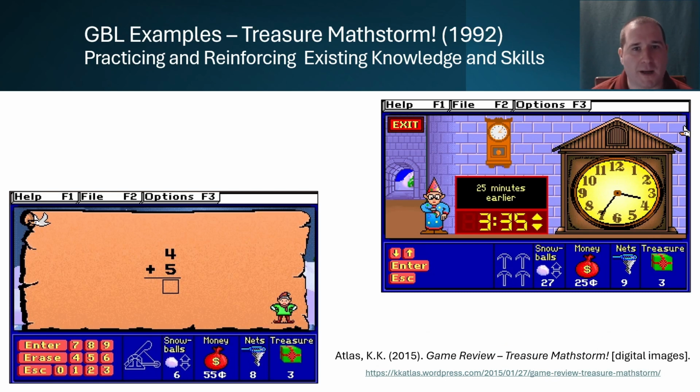Another example from my childhood here, Treasure Math Storm. This is a very interesting Christmas math hybrid, where you use the nets you have to catch an elf, and then to catch that elf you have to solve a math problem. Or there's a phase in the game where you have to tell time correctly in order to pass that level. So we're practicing math concepts. To succeed in the game, you have to practice the skills that we want those students already practicing. So you can see how these go kind of hand in hand.